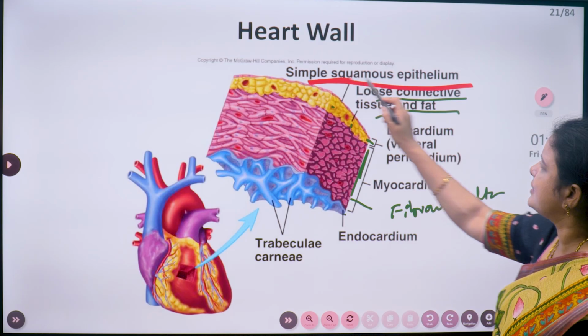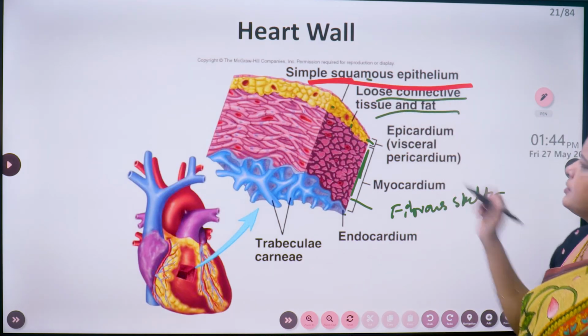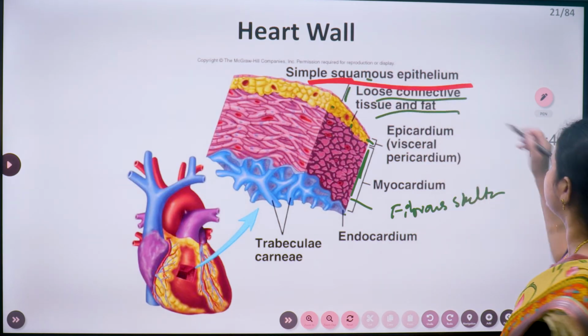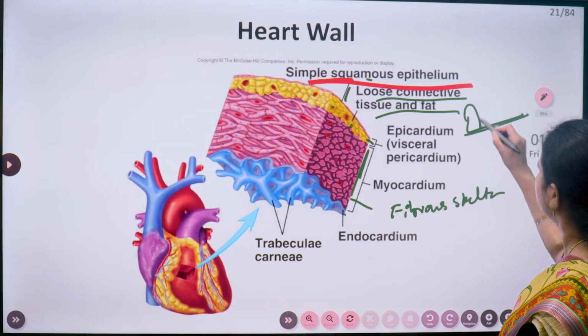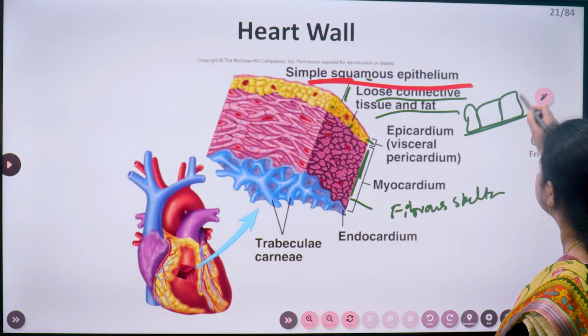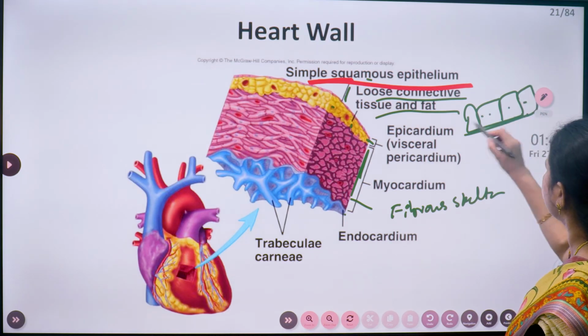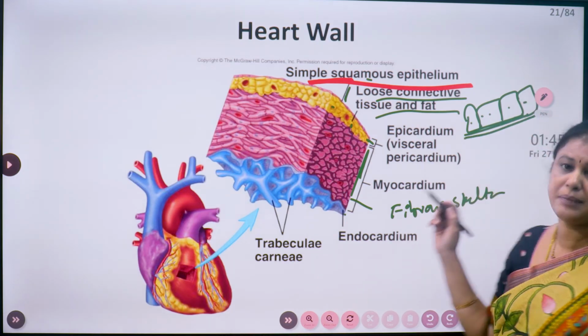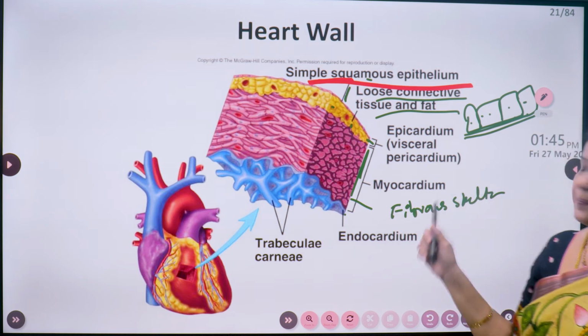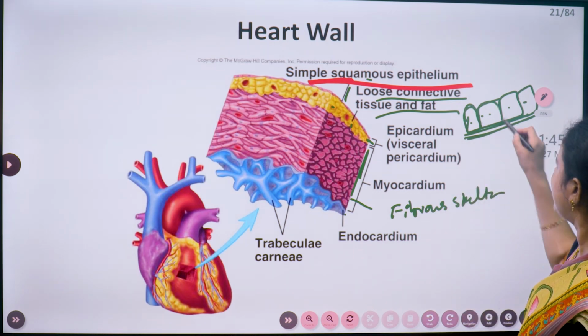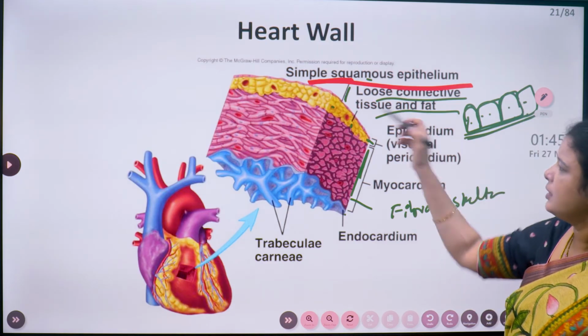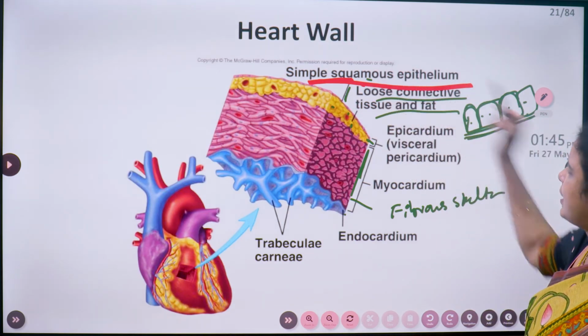You can see simple squamous epithelium. Simple squamous means a single layer of flat-shaped cells, an epithelium which will have the basement membrane. Simple squamous epithelium means basement membrane and flat cells. So the epicardium is made up of simple squamous epithelium.